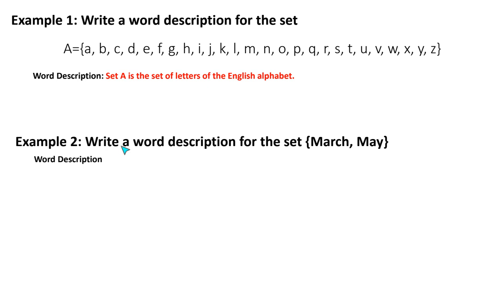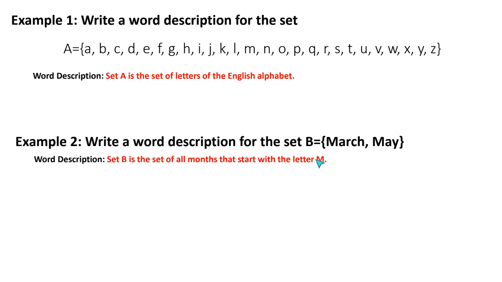Now example 2: write a word description for the set March and May. If we look at this example, March and May are what? These are months, right? But what is special about March and what is special about May? They both are months that start with the letter M. So my description here would be that set B is a set of all months that start with the letter M.